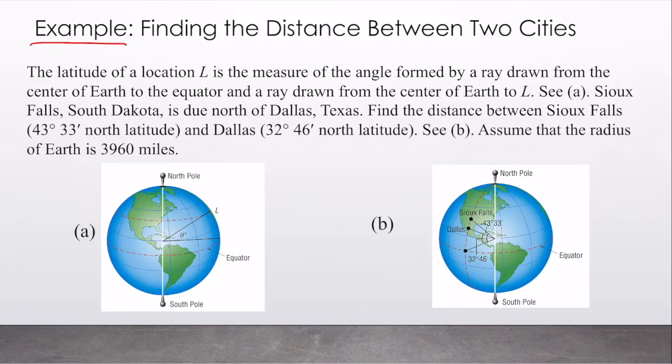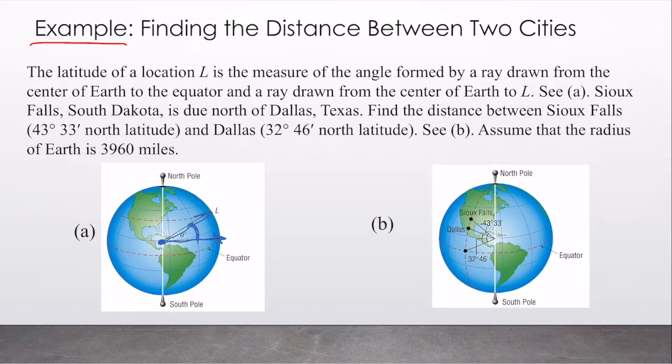So the way we find the latitude of a location L on the Earth, it's measured by an angle formed with a ray drawn from the center of the Earth to the equator, and then the next ray, L, is drawn to that location, and that gives us our theta. Okay, that gives us our degree.